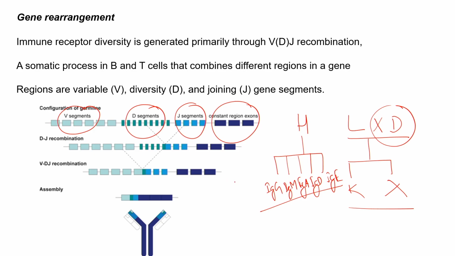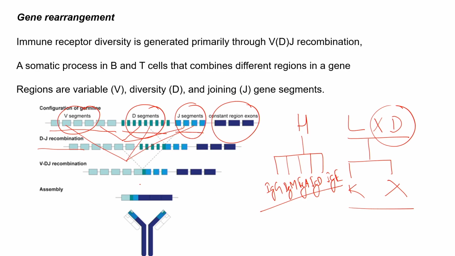Now what is happening is that there is a somatic process in B and T cells that combines different regions of the gene altogether. If we look closely, there are multiple segments of V here, multiple segments of D here, and multiple segments of J here. There could be a possibility that this can bind to this and this. There could be another possibility that this could bind to this and this. That means multiple combinations are possible when we see how these things happen in the germline. So basically this is a gene segment. There could be a recombination at the level of DNA where D and J recombination happens in the first instance, and then V comes into the picture.